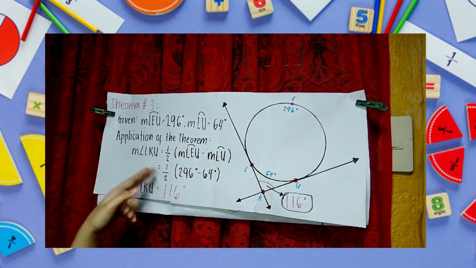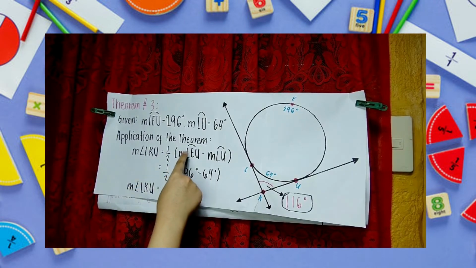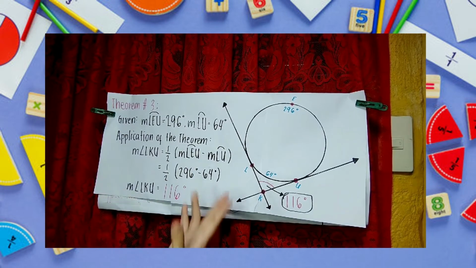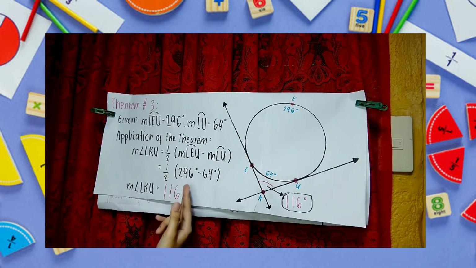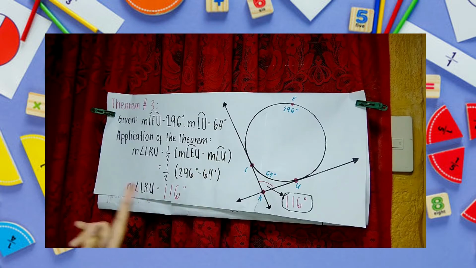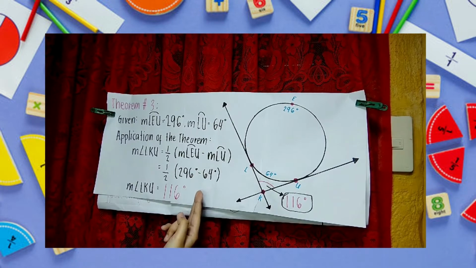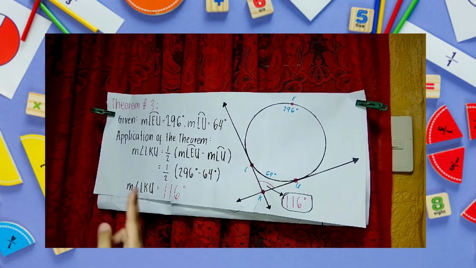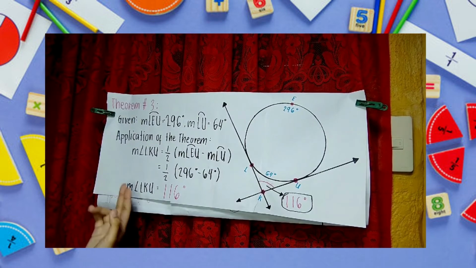We're going to find the measure of angle LKU by subtracting the measure of arc LU from the measure of arc LEU. The measure of arc LEU is equal to 296 degrees, and the measure of arc LU is equal to 64 degrees. So 296 minus 64 is 232, divided by 2, which will be equal to 116 degrees. So now the measure of angle LKU is 116 degrees.